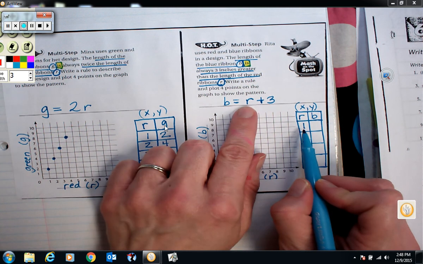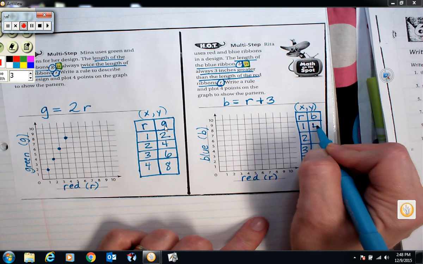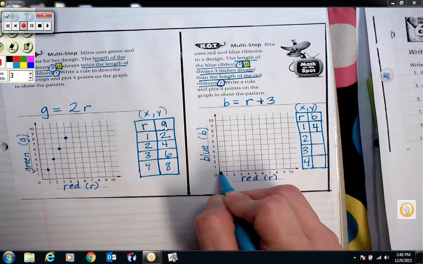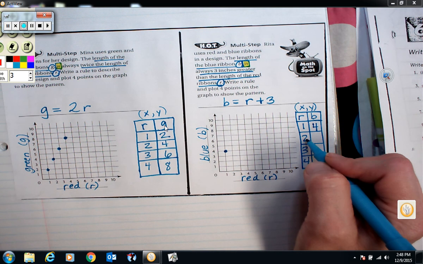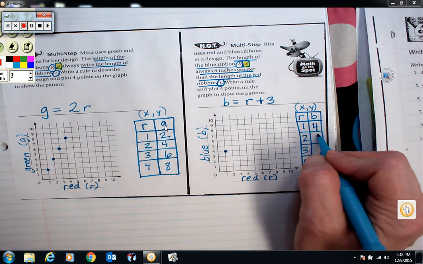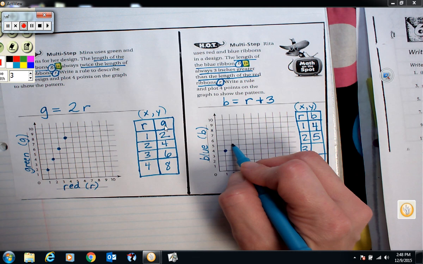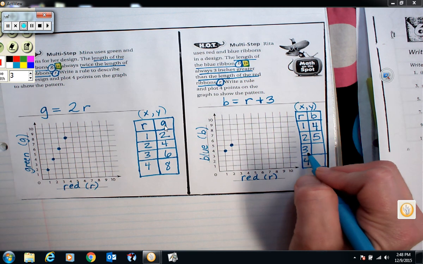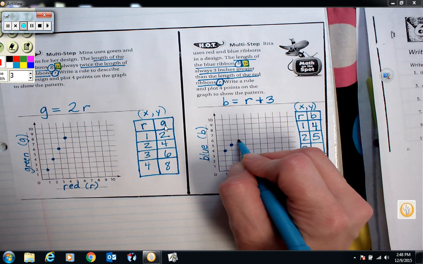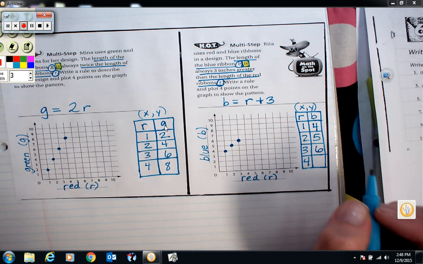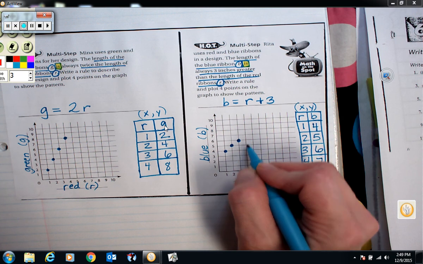So if R is 1 and I add 3 to make B, that means B would be 4. And I can graph from the origin over 1, up 4. If R is 2 and I add 3, that means B would be 5. So I can graph this point over 2 and up 5. If R is 3, I graph over 3 and up 6 because I'm adding 3 to R. And again, add 3 to 4, that makes 7, and that point would be at 4, 7.